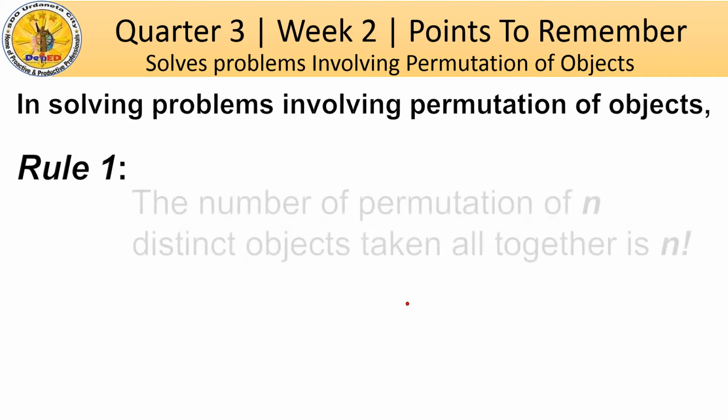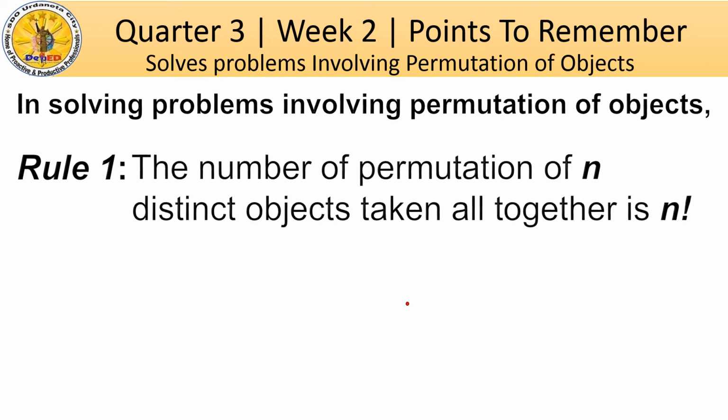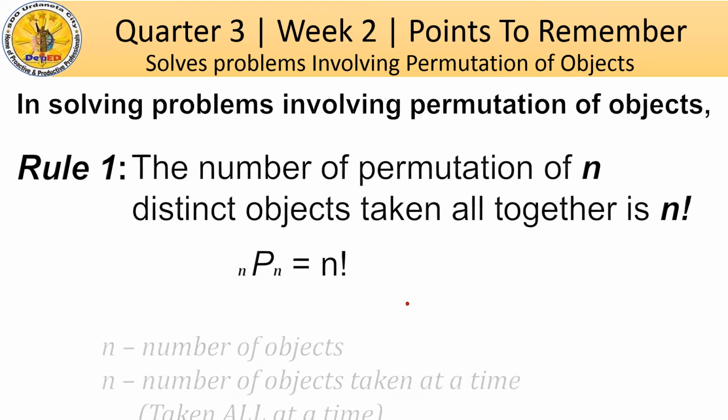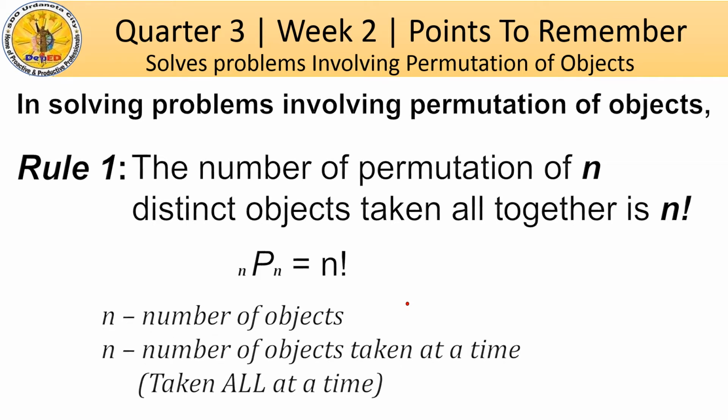Rule number 1. The number of permutations of n distinct objects taken all together is n factorial. Using the formula, the permutation of n objects taken n at a time is equal to n factorial, where n is the number of objects and n is the number of objects taken at a time, or we can say taken all at a time.